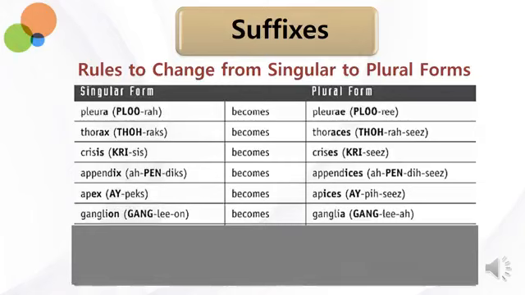The next rule is when the word ends with ON, as in the case of ganglion. The plural form becomes ganglia. I have replaced the ON with IA, and it became ganglia.